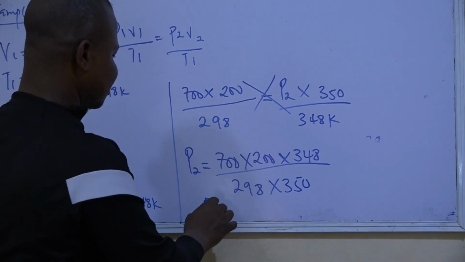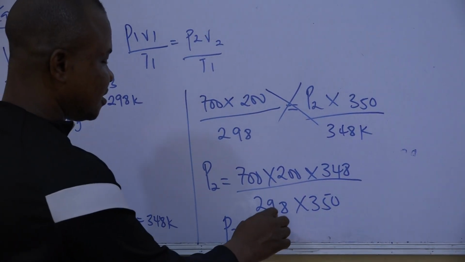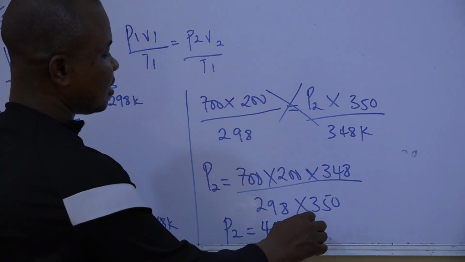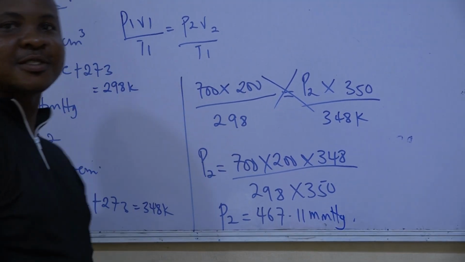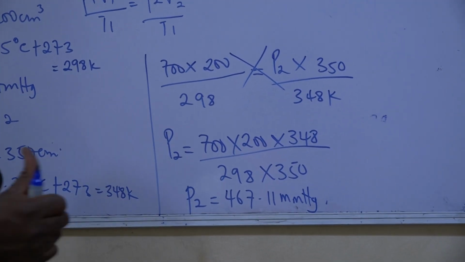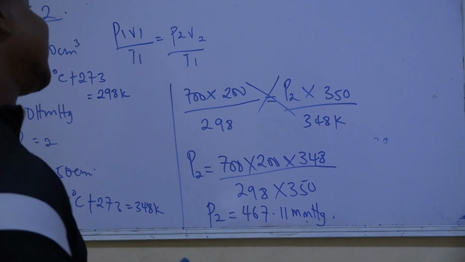Let me give you a few seconds to press your calculator and get the answer for this. 46711 mmHg. Did you get it? Correct. Clap for yourself. You are following. Good. Now let's go to example 3.